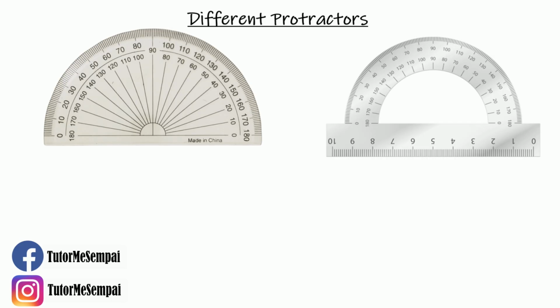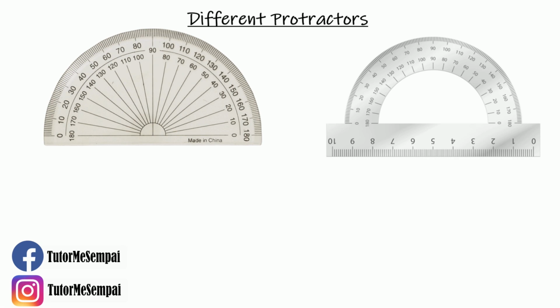The main difference is where we're placing our angle in order to measure it. Where you're placing your angle on your protractor is going to change depending on how your protractor looks. And that's all going to be determined by where your angle measurements start on the protractor.